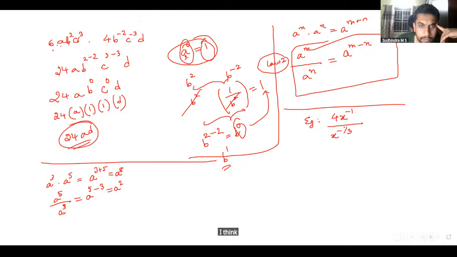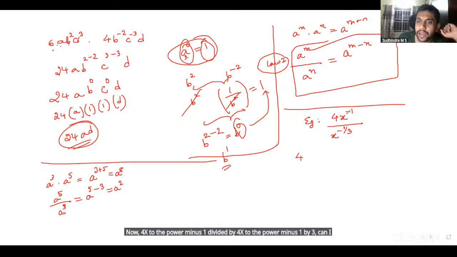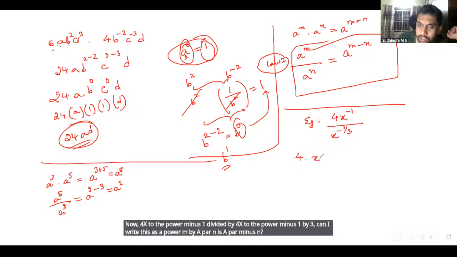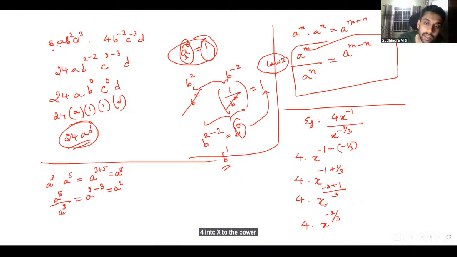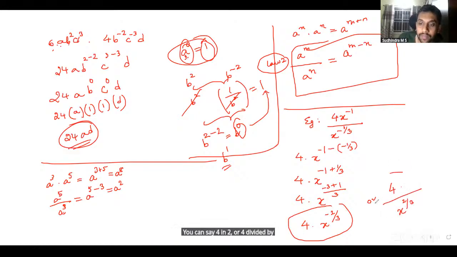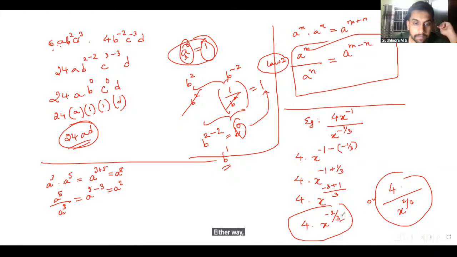Okay, we'll solve. I think some of us have already slept. Now, 4x to the power minus 1 divided by 4x to the power minus 1 by 3. Can I write this as a power m by a power n is a power m minus n? 4 into x to the power minus 1 minus of minus 1 by 3. Minus into minus is plus 1 by 3. I can take 3 as LCM: minus 3 plus 1. 4 into x to the power minus 2 by 3. You can retain this as it is, or if you want positive power, you can say 4 divided by x to the power 2 by 3. Either way, both are correct answers.